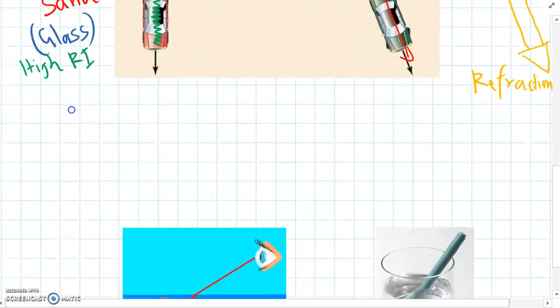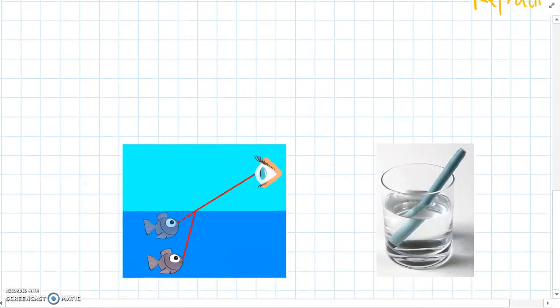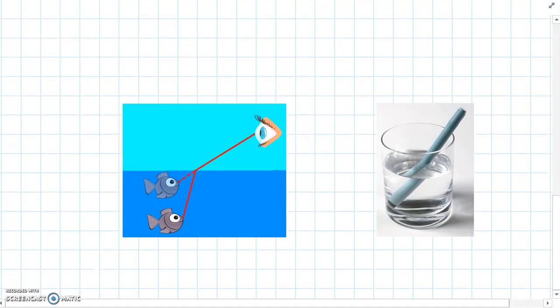Another common place that we can see refraction is when you're looking at something in water or that's underwater. And you might have noticed when you're at the beach, if you look down at your foot or at a fish, something underwater, it appears to be in a different place to where it really is. And this is because of refraction again.